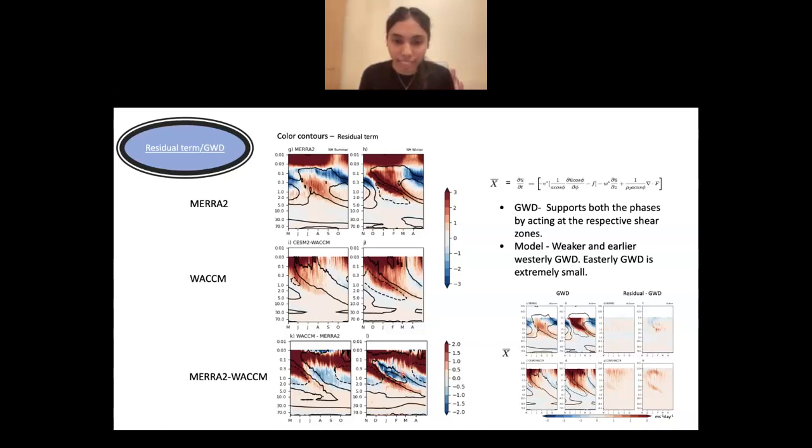The magnitude of VACUUM gravity wave drag is also lesser than MERRA2, which gives rise to these negative values here. So this suggests that in the model, the gravity wave drag happens a bit earlier, and its magnitude is not as strong as the one in MERRA2. Now, another thing is the easterly gravity wave drag here. If we compare MERRA2 and VACUUM, we can see that VACUUM almost doesn't have an easterly wave forcing there, but MERRA2 has strong easterly gravity wave drag going on.